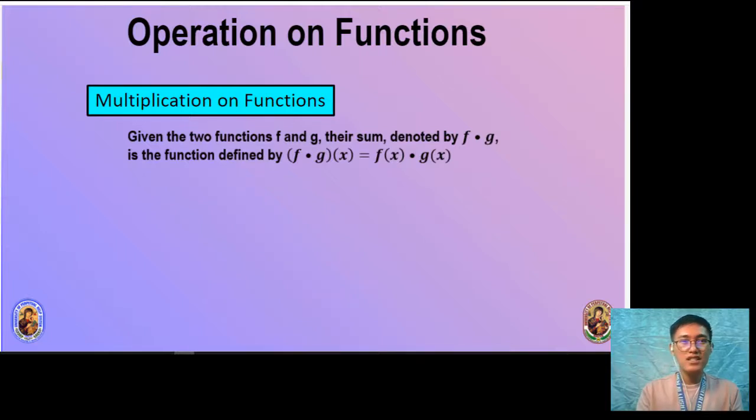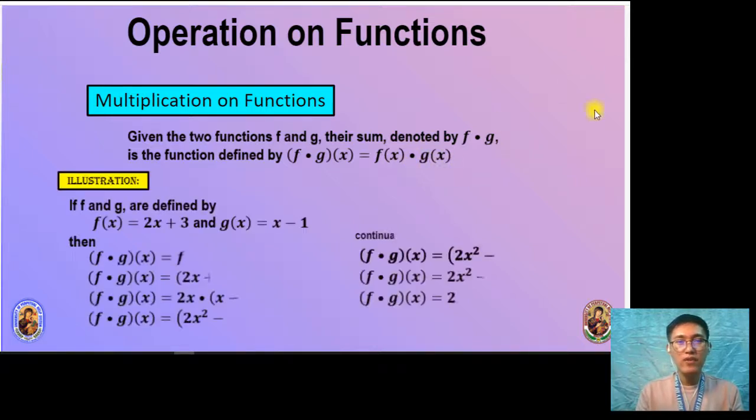Okay, so let's have first multiplication on functions. By definition, given the two functions f and g, their product, denoted by f times g, that is times. When we see a dot like that one, that is multiplication or times. F times g is the function defined by (f times g)(x) is equal to f of x times g of x.